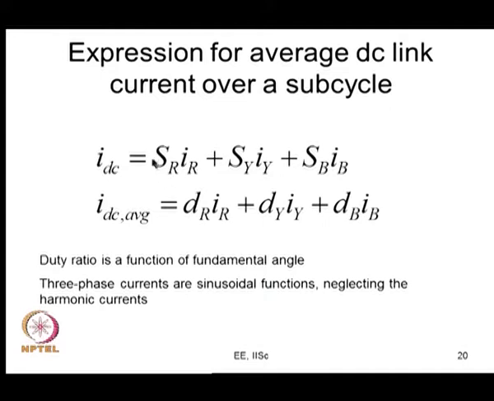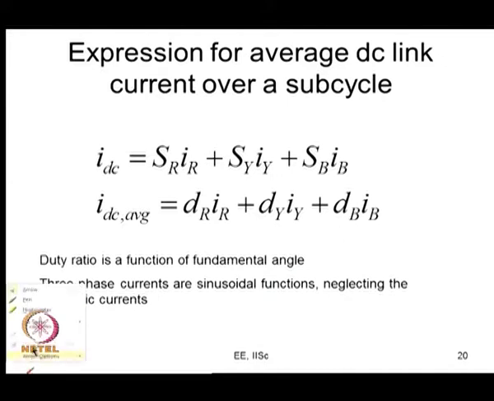So, what you are actually averaging is SR. SR is sometimes 1 and sometimes 0, and the average of this SR is actually the duty ratio dR. Similarly, the average value of SY over the subcycle is the duty ratio dY. So, it is the duty ratio of the Y phase stop device in that particular subcycle. Similarly, SB, when you average it over a subcycle, gives you dB, and therefore your IDC average, averaged over a subcycle, is like this. So, this is the product of duty ratio and the fundamental current. This is for one particular phase, and the same thing is added for all these 3 phases.